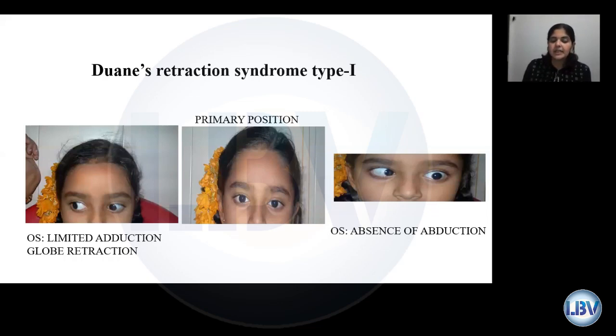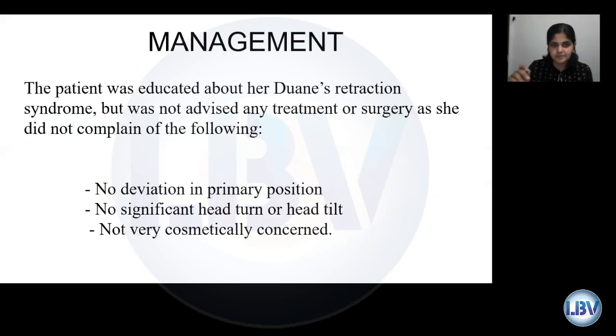In type 1, generally we have a limited abduction of the eye which is affected. And usually you see an eso in primary position. You may or may not see an eso in primary position as well.